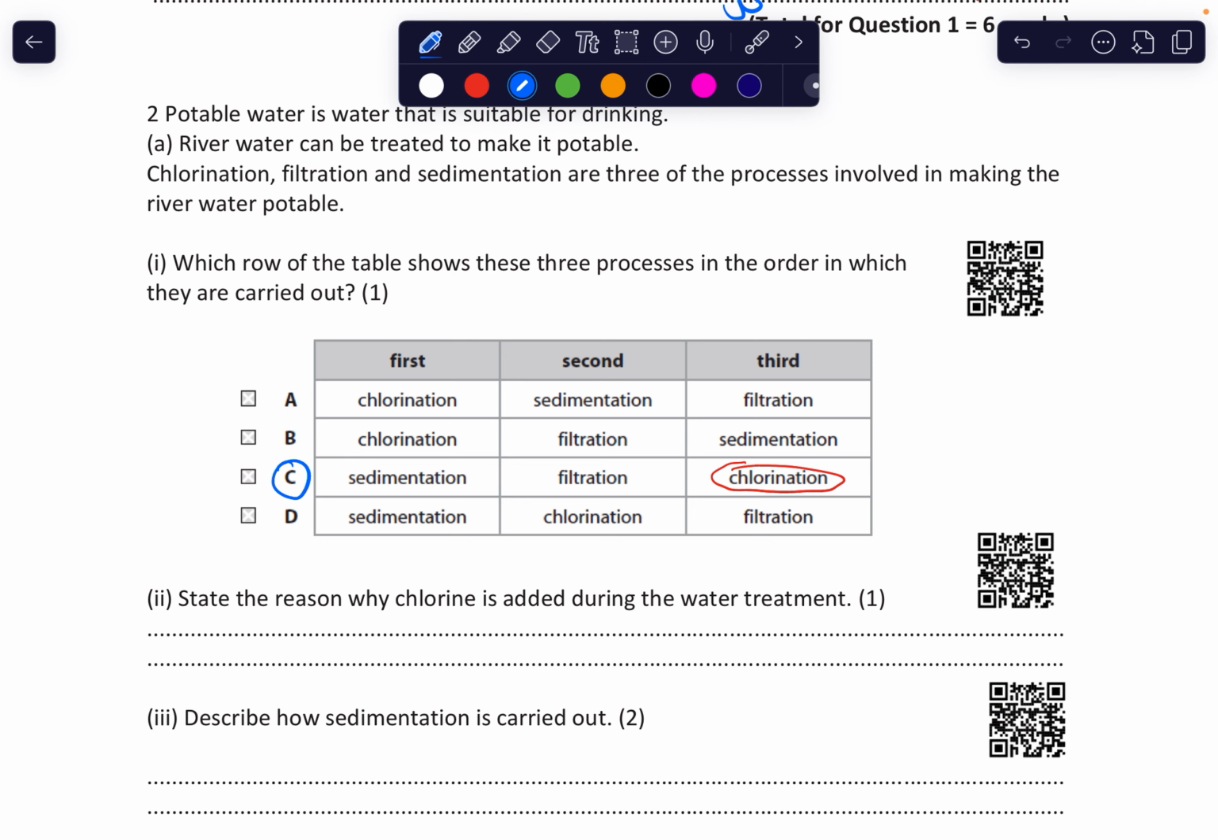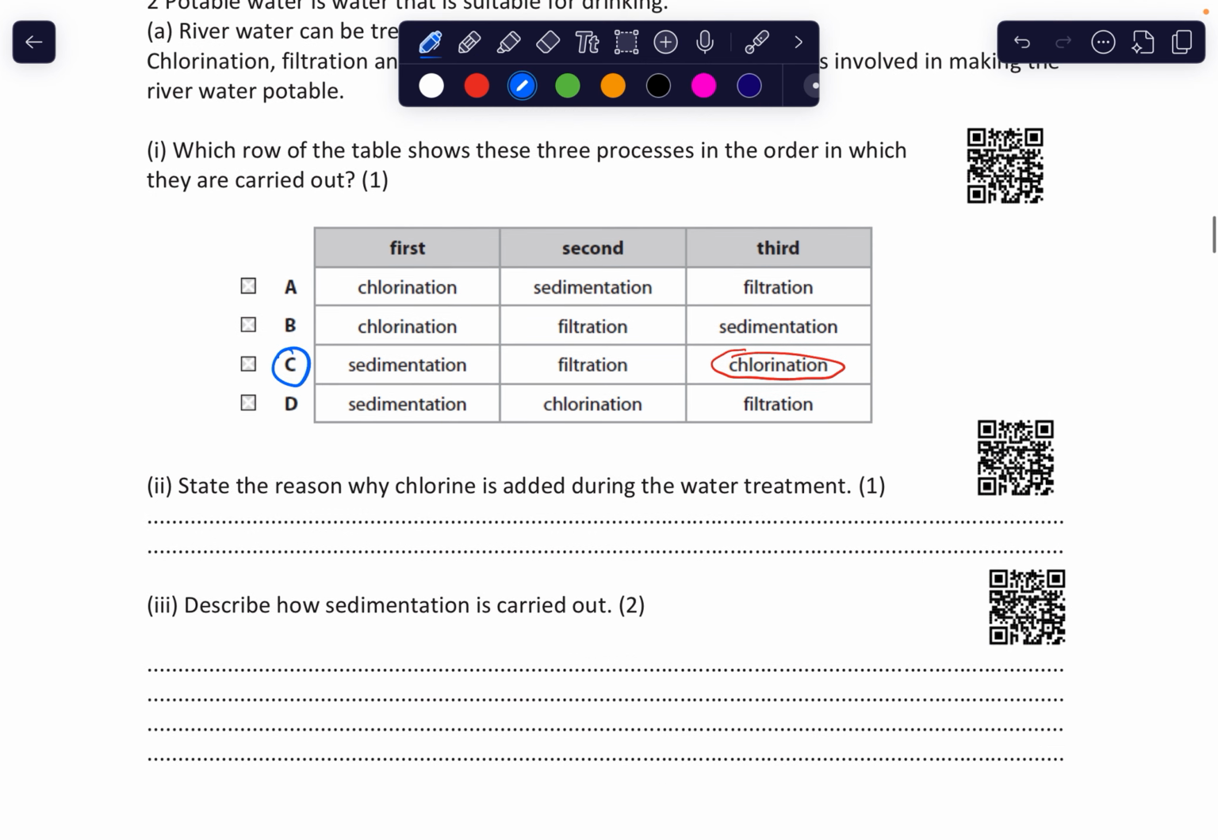State the reason why chlorine is added. So chlorine is added because it will kill bacteria, so it will get rid of the bacteria in there.